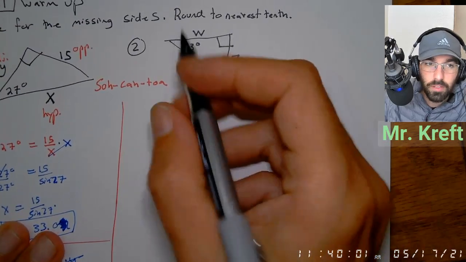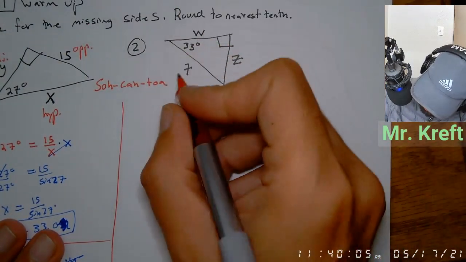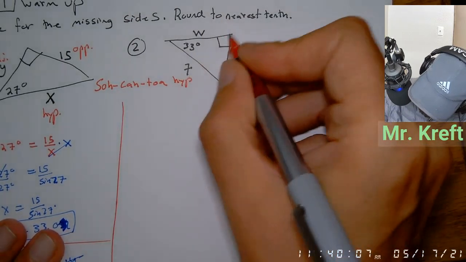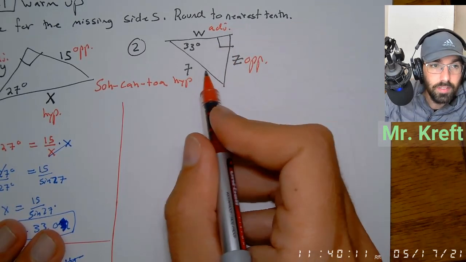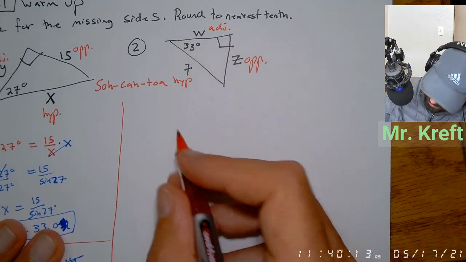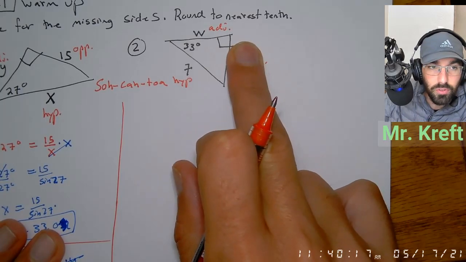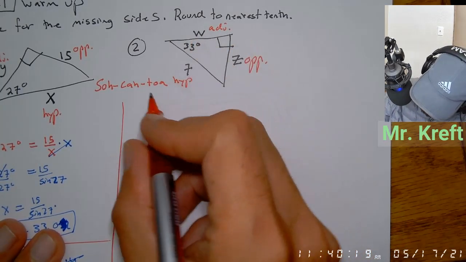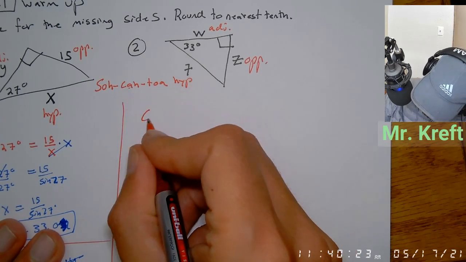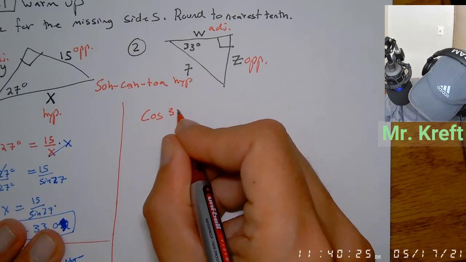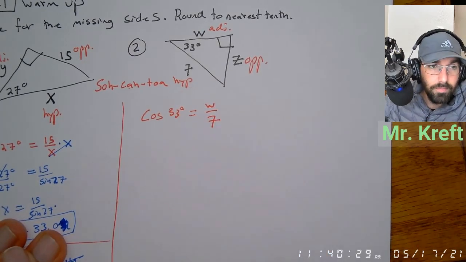All right, so I'm going to do the same stuff here. I might speed things up just a little bit. So I have my hypotenuse, I have my opposite, I have my adjacent. Okay, so we label these. And then if I want to solve for w first, w uses adjacent and hypotenuse. So adjacent hypotenuse is my cosine. So I would have cosine of 33 degrees equals w over 7.